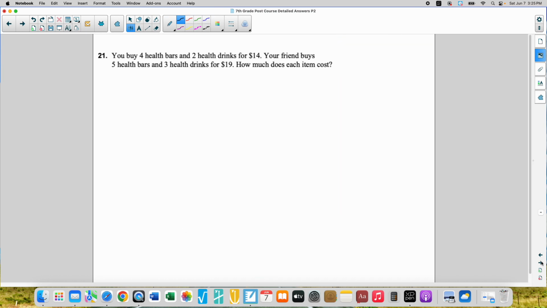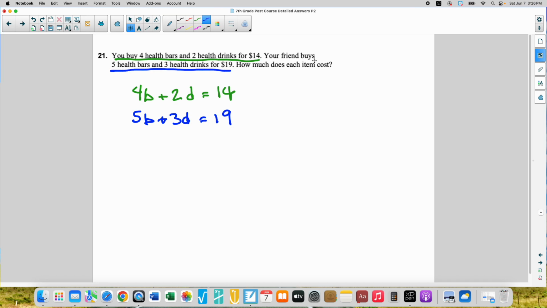You buy 4 health bars and 2 health drinks for $14. Your friend buys 5 health bars and 3 health drinks for $19. How much does each item cost? So we have to first write an equation for the first statement. So 4 health bars plus 2 health drinks equals $14. So we wrote that information as an equation. And then your friend buys 5 health bars and 3 health drinks for $19.